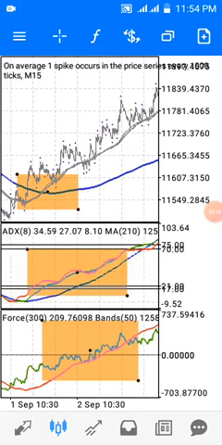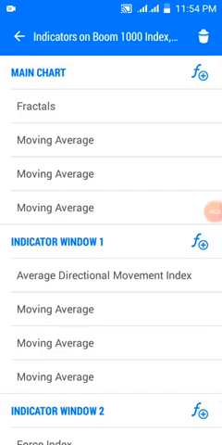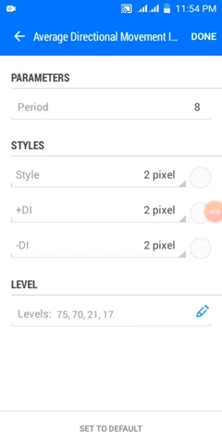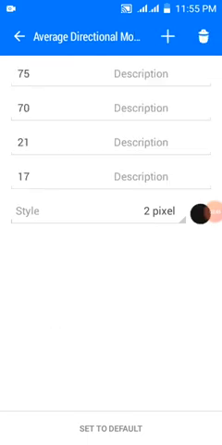Now let's look at the indicators on indicator window 1. Let's look at the settings. For indicator window 1, I have the average directional movement index indicator. The period is 8. The color for the style is red so that it matches the background color of my charts. Then I have levels: 75, 70, 21, and 17.